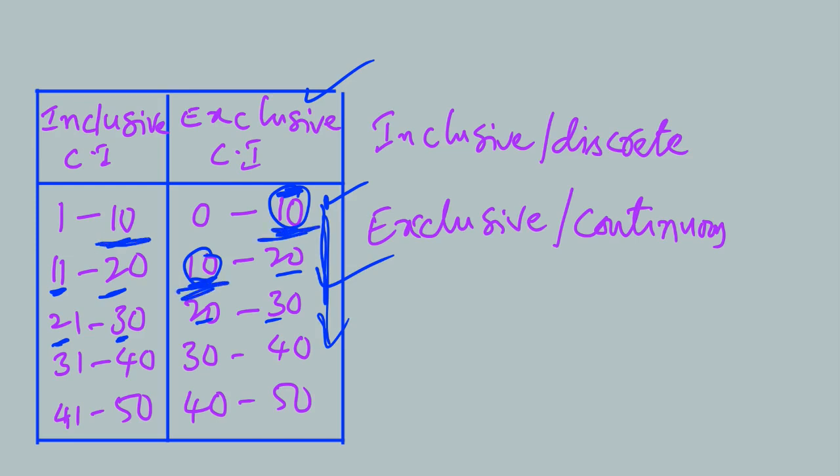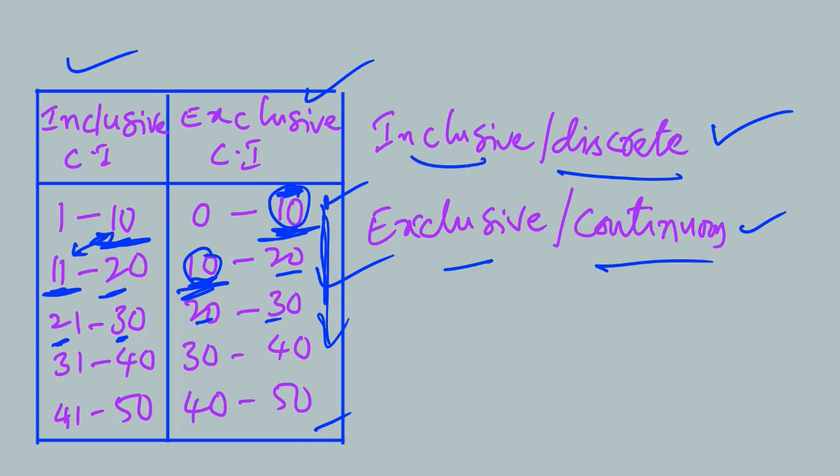And coming to here, 10 and 11, these two are different, so these are called inclusive class intervals. Inclusive is also called a discrete series, and exclusive class intervals are also called a continuous series. Exclusive or continuous series, both are the same. So here we learn one more terminology: inclusive and exclusive. The questions they may ask are, what are inclusive class intervals and exclusive class intervals?